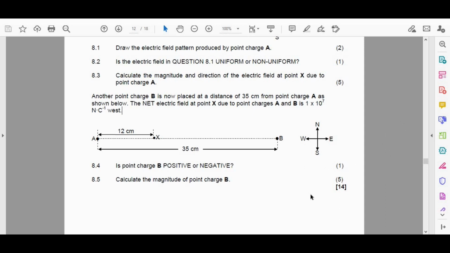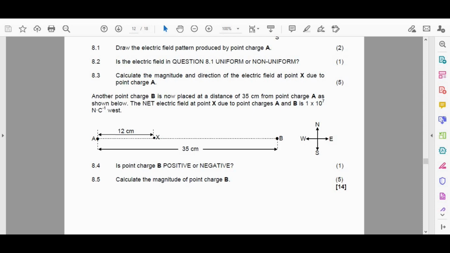Is point charge B positive or negative? Alright guys, is it positive or negative? Now that you know that the direction is west, is it positive or negative? Anybody help me? Positive. Is point charge B positive or negative? Why do you say it's positive, Zuleika?